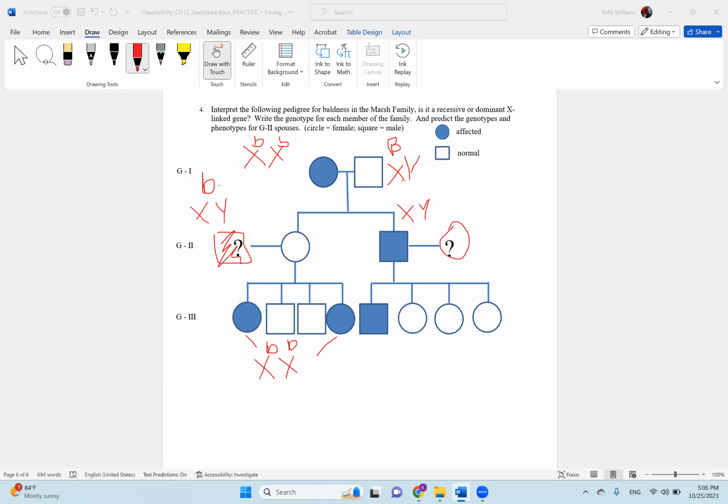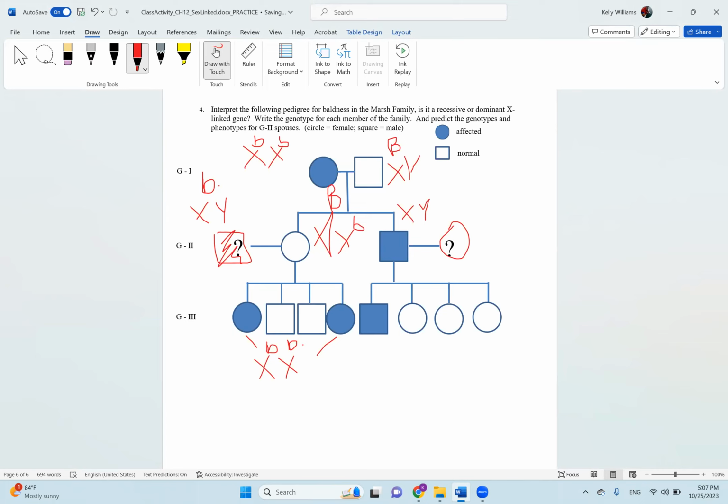Okay, sorry, I had to pause the recording, so I'm trying to get back where I was. So we know that dad is bald here because he has to give the lowercase b, the recessive allele, to his daughters. So we know that mom must also have a lowercase b, right? She has to have a recessive allele because she's giving the other X to her daughters. But we know that she's normal, so she's got to be heterozygous, or better yet known as a carrier.